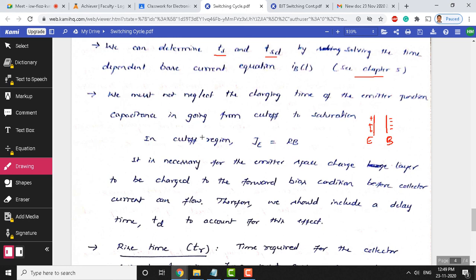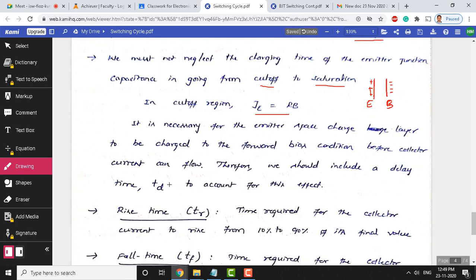So, basically when we are in the cutoff region we know that it is reverse biased, and all of a sudden we are moving from reverse bias to forward bias, because we are moving from cutoff to saturation. So, this capacitor needs to be charged in the opposite direction. For that it takes its own time, and that is modeled as a delay time. It is necessary for the emitter space charge layer to be charged to the forward bias condition so that collector current can flow. Therefore, we should include a delay time Td to account for this effect.